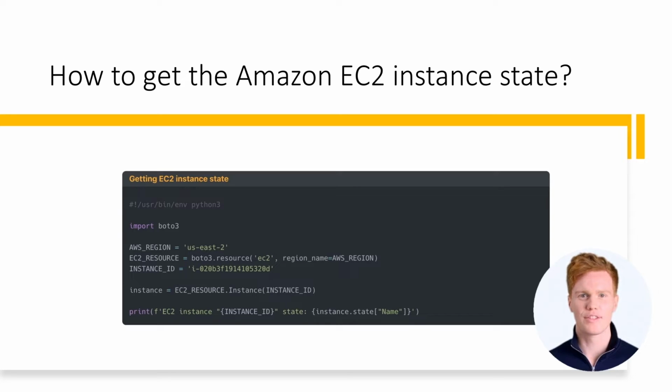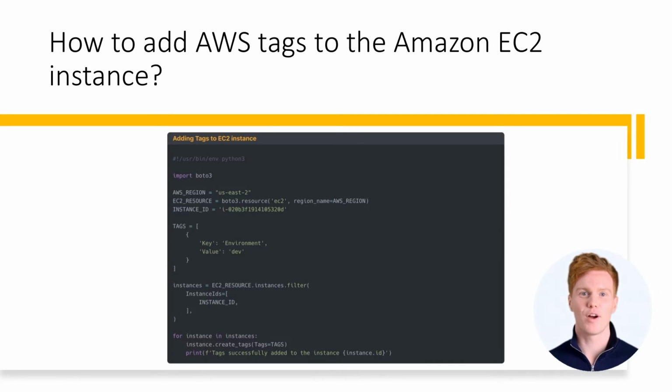At this point, we'd like to stop playing with EC2 instance attributes and show you how to manage EC2 instance tags. First of all, let's take a look at how you can add AWS tags to the EC2 instance. To achieve this goal, you can use the create tags method of the instance class. This method accepts the tags argument in the form of a list of Python dictionaries. Every dictionary describing a tag should have a couple of keys, the key specifying the tag name and the value specifying the tag value. The tags list can have as many tags as you'd like.